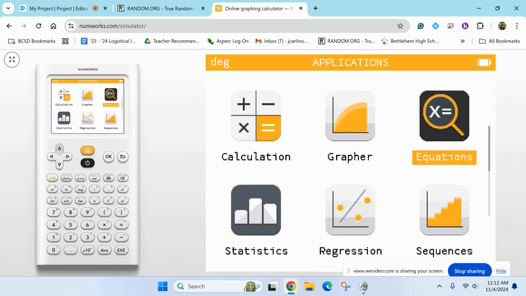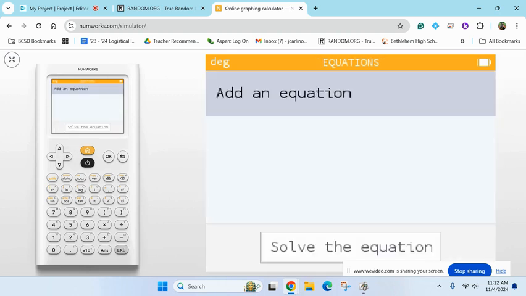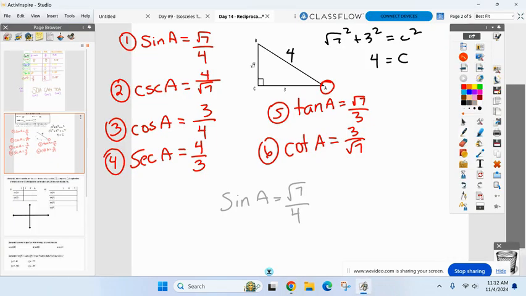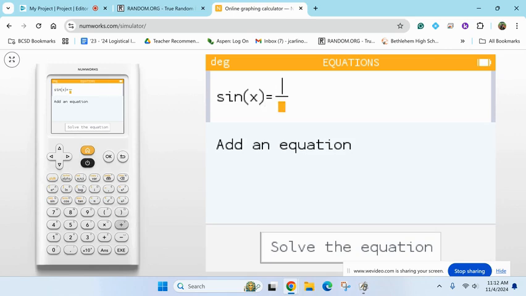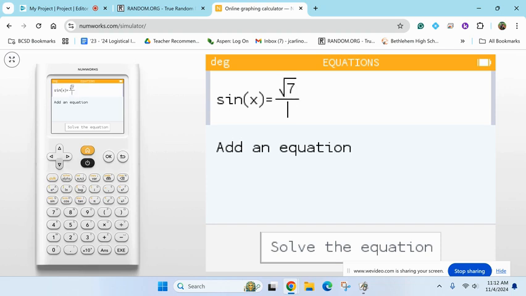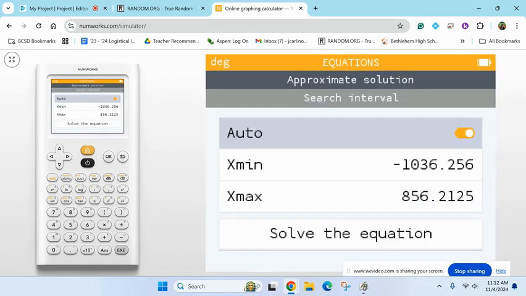Where do I have to go here to find this angle measure? Equations, yep. And what do you want me to type in here, what did we choose? Sine? Okay, so sine x, yep. Equal sign, right? Shift equals, what is it, radical 7 over 4? Okay, now, I'm going to see if anybody's on their toes here. I'm going to go to the interval.